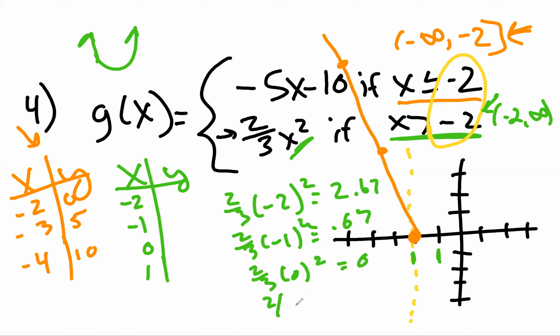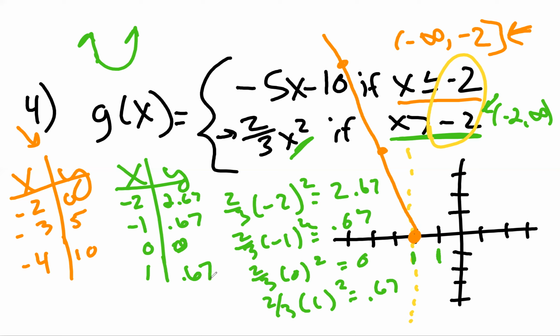And then lastly, you're going to do 2/3 times 1. And when you type all that in, you're still going to get 2/3, which is 0.67. And so this is 2.67, which is almost 3. This is 0.67, which is almost 1. This is just 0. And of course, this is 0.67, which is also almost 1. Questions on the green work? Okay.